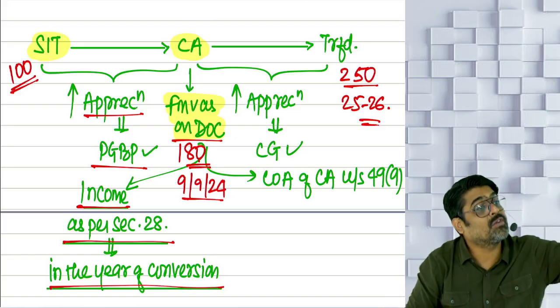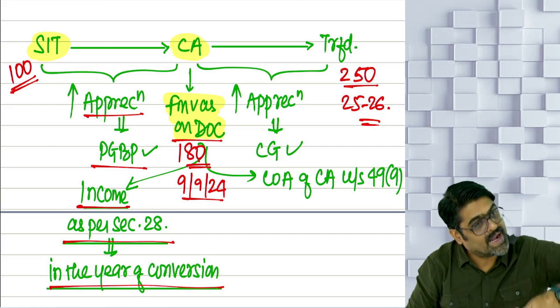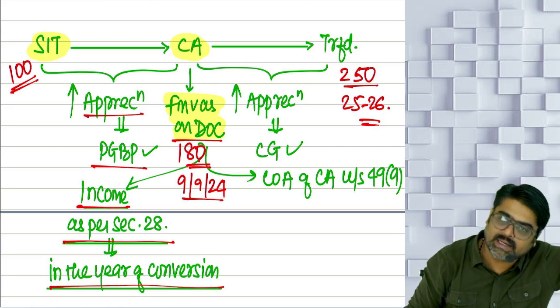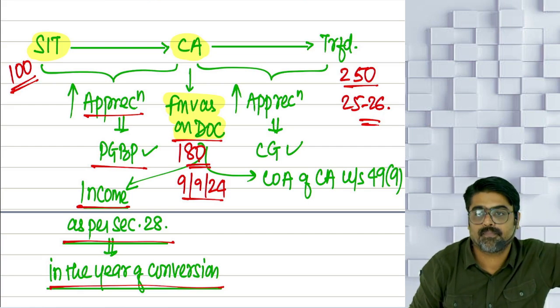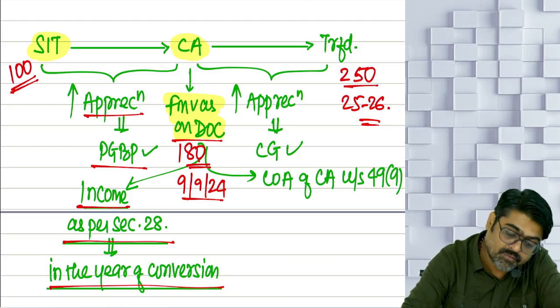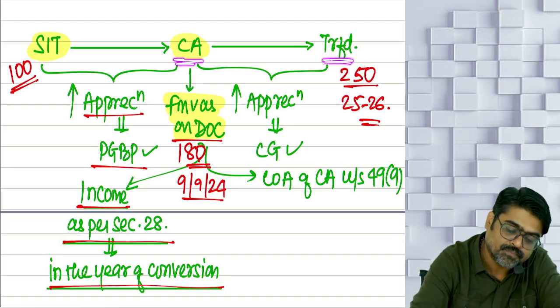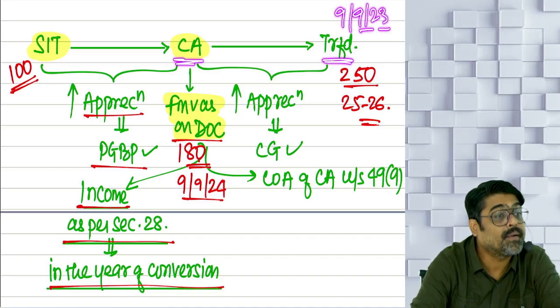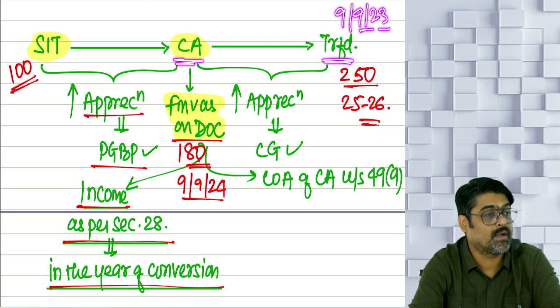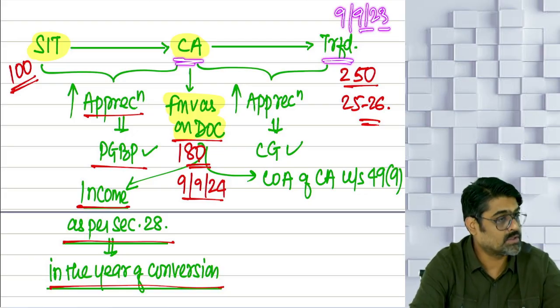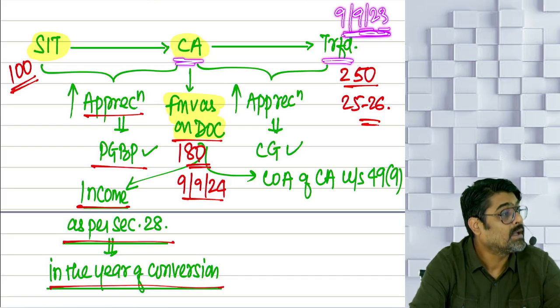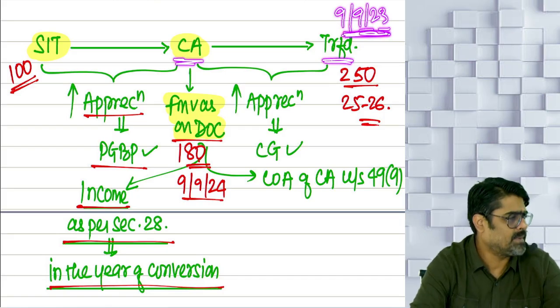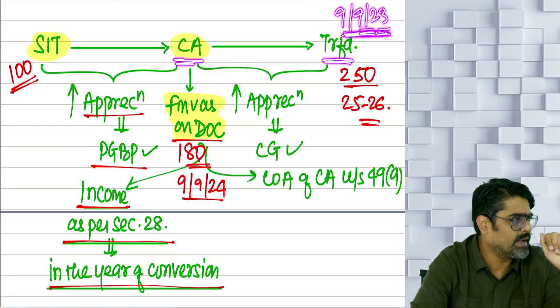Year of conversion was 21-22. In that year only, this fair market value is already taxed under the head PGBP. Now for example, if this capital asset is transferred on 9/9/2023, meaning prior to 23rd July. So the 21-22 conversion took place. From there the period of holding will start and it will be till 9/9/2023, and the period of holding, for example, is more than 24 months.